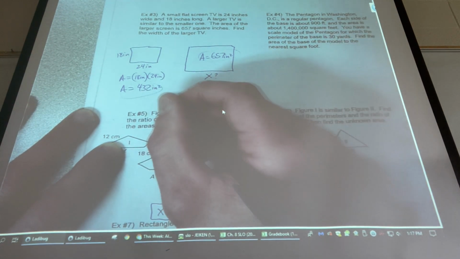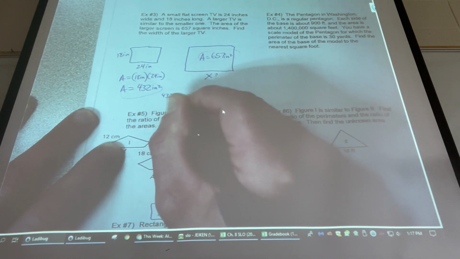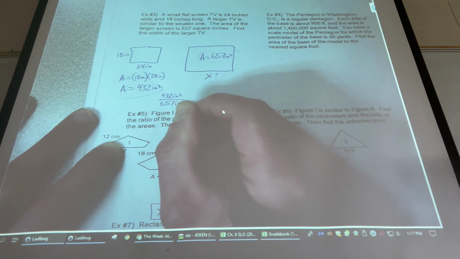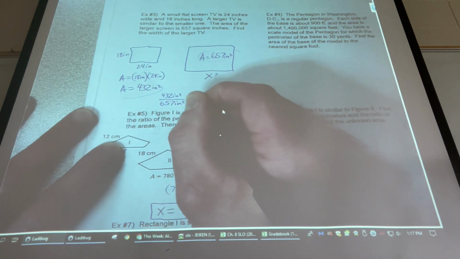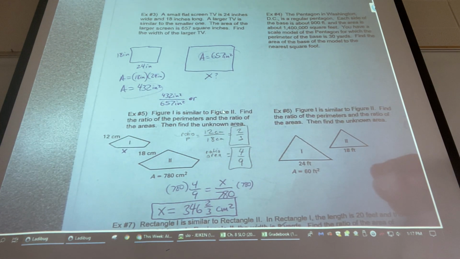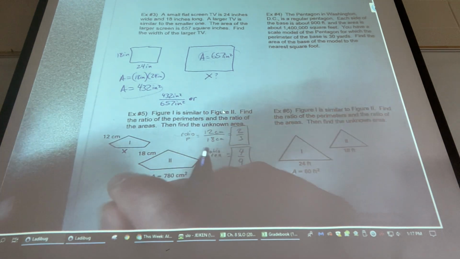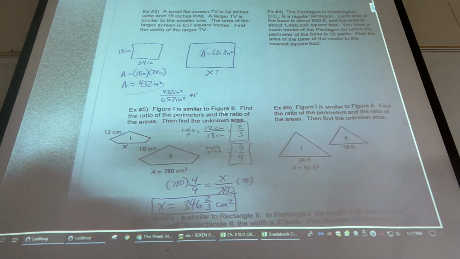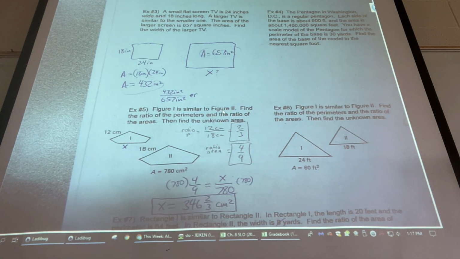So we'll do 432 inches squared over 657 inches squared. Does that reduce? Yeah, 48 over 73. 48 over 73? Okay.